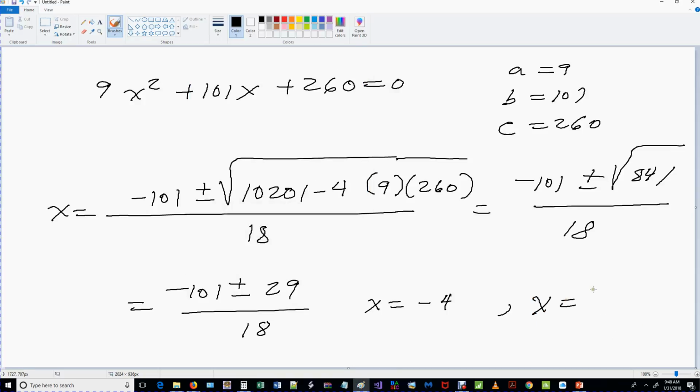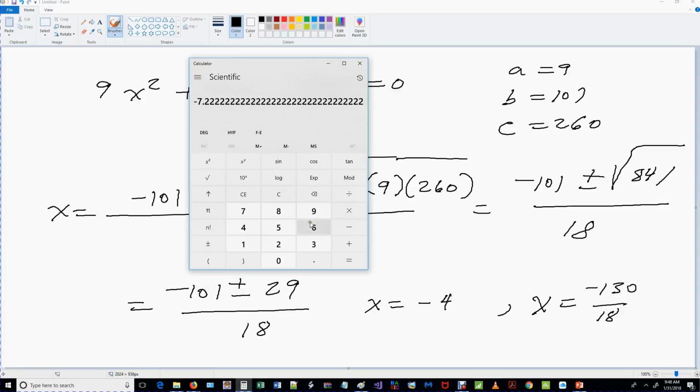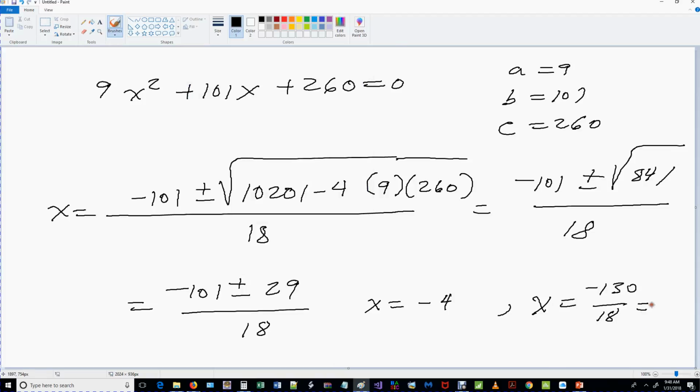So actually, minus 130 divided by 18. And if you divide by, let's divide by 130 divided by 2. We need to simplify that, right? So this gives you right here minus 65 divided by 9. And alright, so let's write those down. X will be minus 4 and x will be minus 65 over 9.